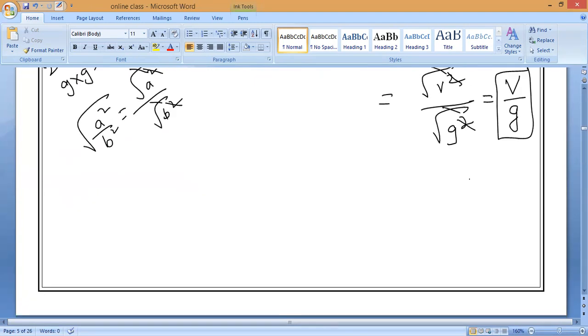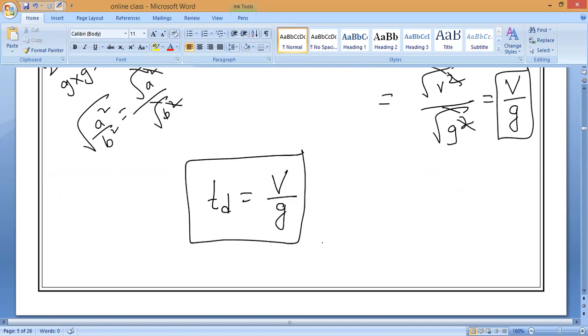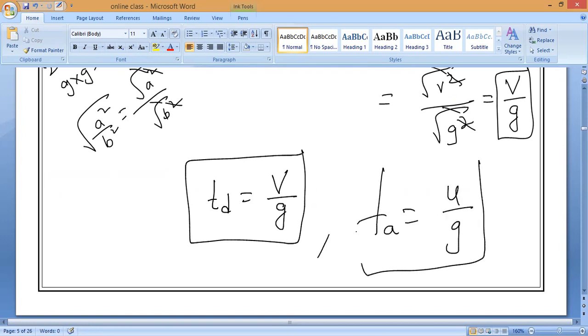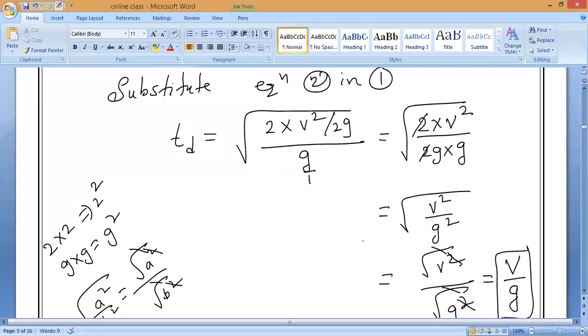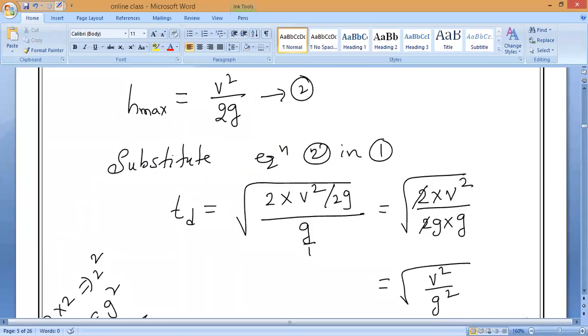So very simple formula. Time of descent is equal to final velocity by G. So what is the time of ascent formula? Time of ascent is initial velocity U by G. Both are the same. Very simple. Yes or no, guys? Clear, these are the formulas. Any doubt? Any doubt, ask me. Arun, have you understood?